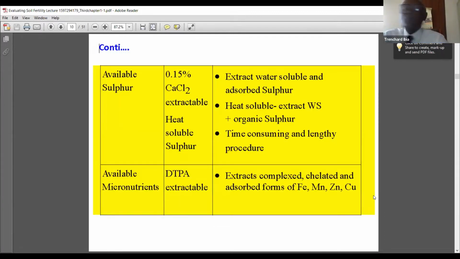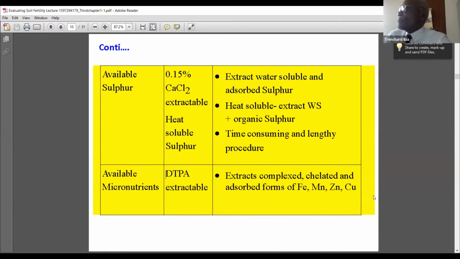Available sulfur using calcium chloride, and sometimes we use heat-soluble sulfur. The heat-soluble sulfur extracts water-soluble and organic sulfur, but it's time-consuming and lengthy. I don't know how many laboratories in Nigeria do this, but it's one of the methods that is used in determining sulfur availability in soil testing. Available micronutrients, we use DTPA extractable, and sometimes we use dilute HCl.